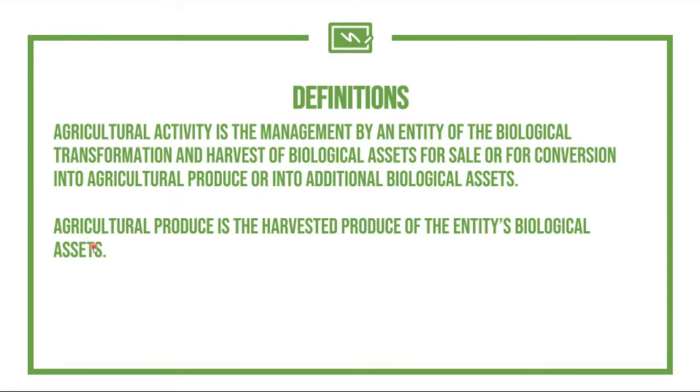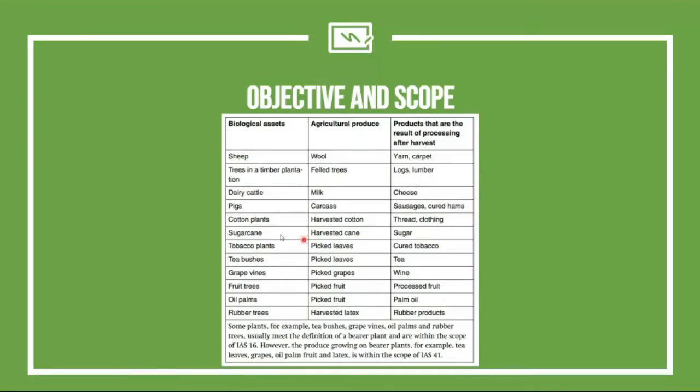So, aside from agricultural activity, we also have agricultural produce. Agricultural produce pertains to the harvested produce or products of the entity's biological assets. Going back to this particular list, the biological asset is the sheep, for example, and the agricultural produce is the wool or the shaved fur of the sheep. And then later on, if the wool is processed further and becomes yarn or a carpet, then it becomes part of inventory.